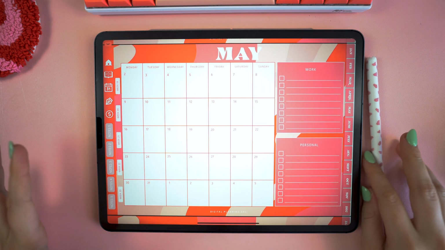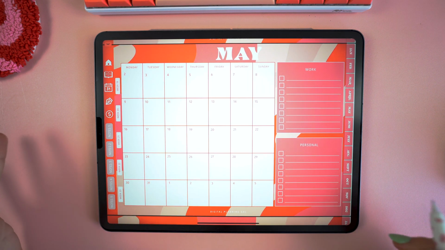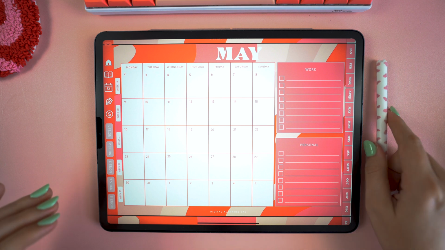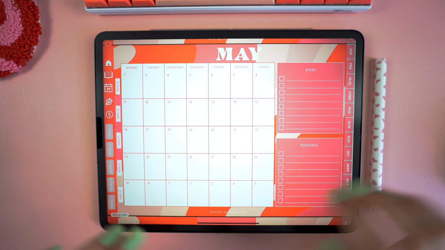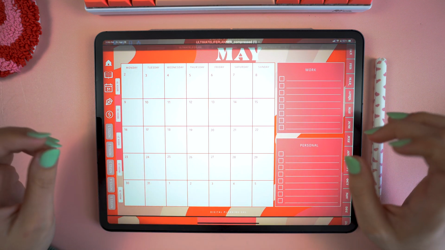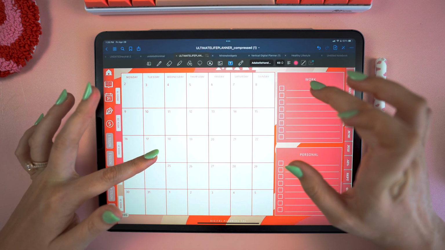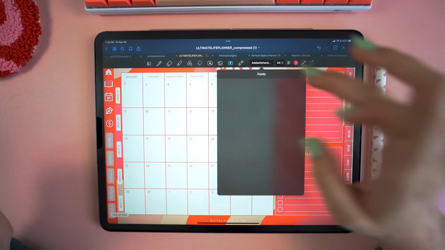Alrighty guys, we are now looking at the month of May calendar. I'm gonna go in and add in all of my important dates for the month. I love doing this so that I can keep everything organized and see it at a glance. So let's go in and pick our font that we want to use.